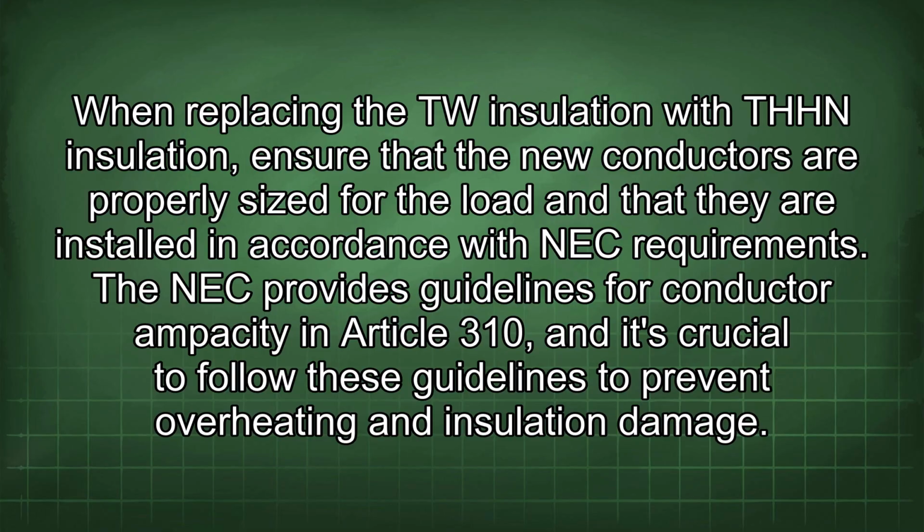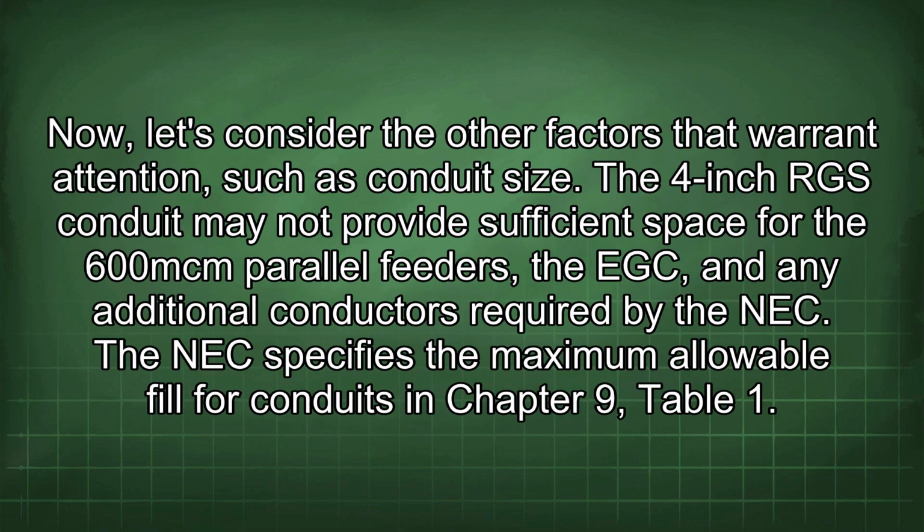The NEC provides guidelines for conductor ampacity in Article 310, and it's crucial to follow these guidelines to prevent overheating and insulation damage. Now, let's consider the other factors that warrant attention, such as conduit size. The 4-inch RGS conduit may not provide sufficient space for the 600 kcmil parallel feeders, the EGC, and any additional conductors required by the NEC.